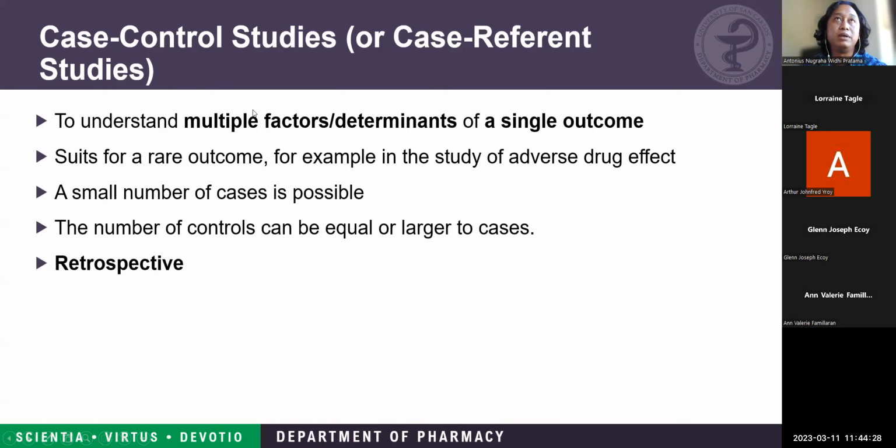And the tracing can be in months or years, depending on the previous knowledge, the current knowledge about the possible causal relationship. And please remember this one: case control studies will be retrospective, while the prospective ones we call cohort studies.